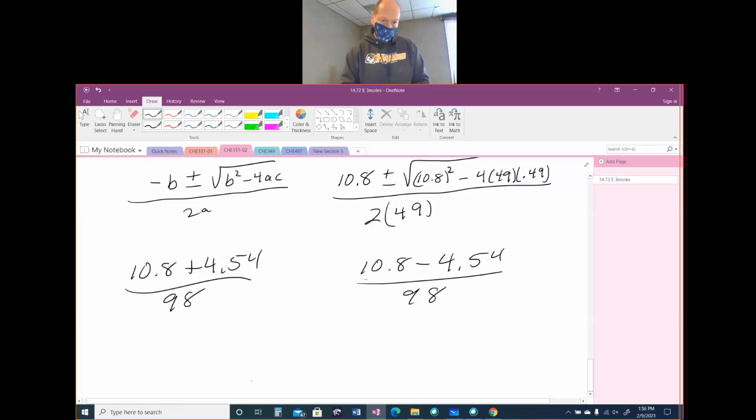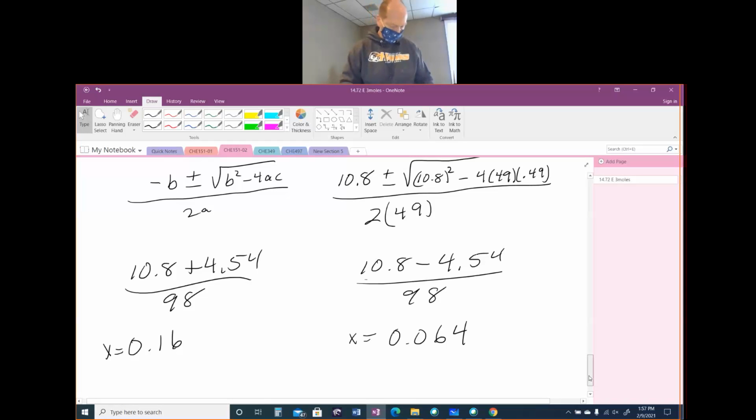0.157, we only need two sig figs, 0.16. All right, so that's one of your values for x. The other value, minus, and that is 0.064. All right, so one of these is a valid number and one is not a valid number.